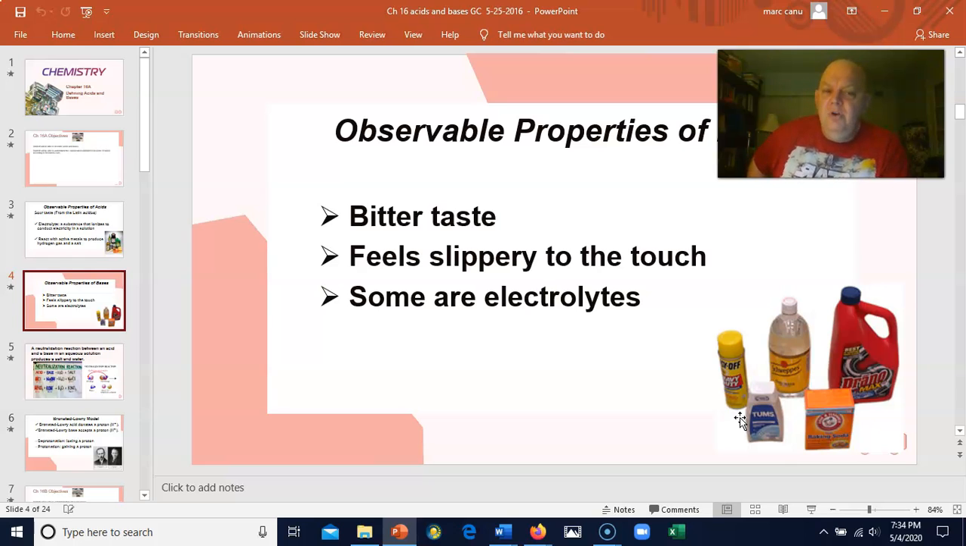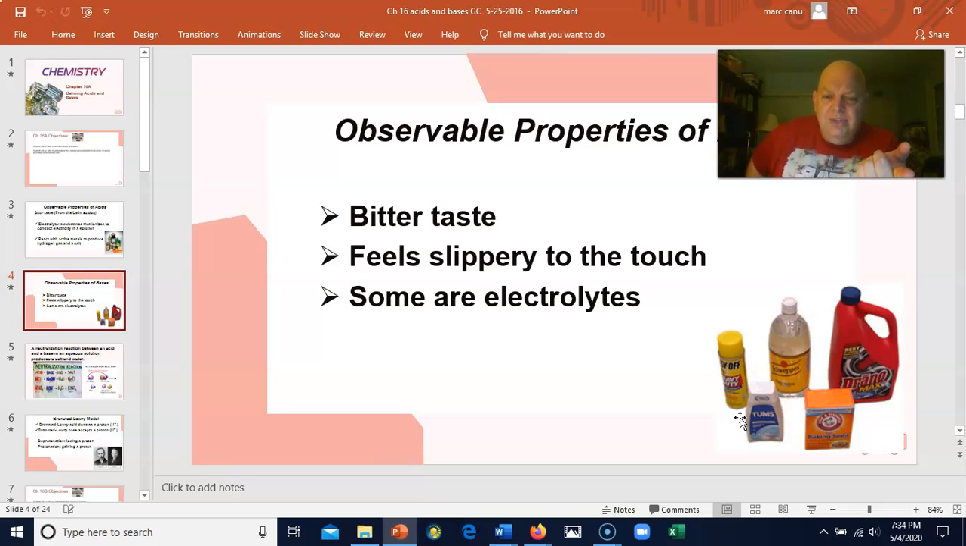Now, they tend to be bitter to the taste. Okay, now we're talking about straight up, it's the base. You don't add anything to it. Now it does feel slippery to the touch. How come? That's because your skin is being broken up by the base, okay? Your organic skin cells are being torn apart.